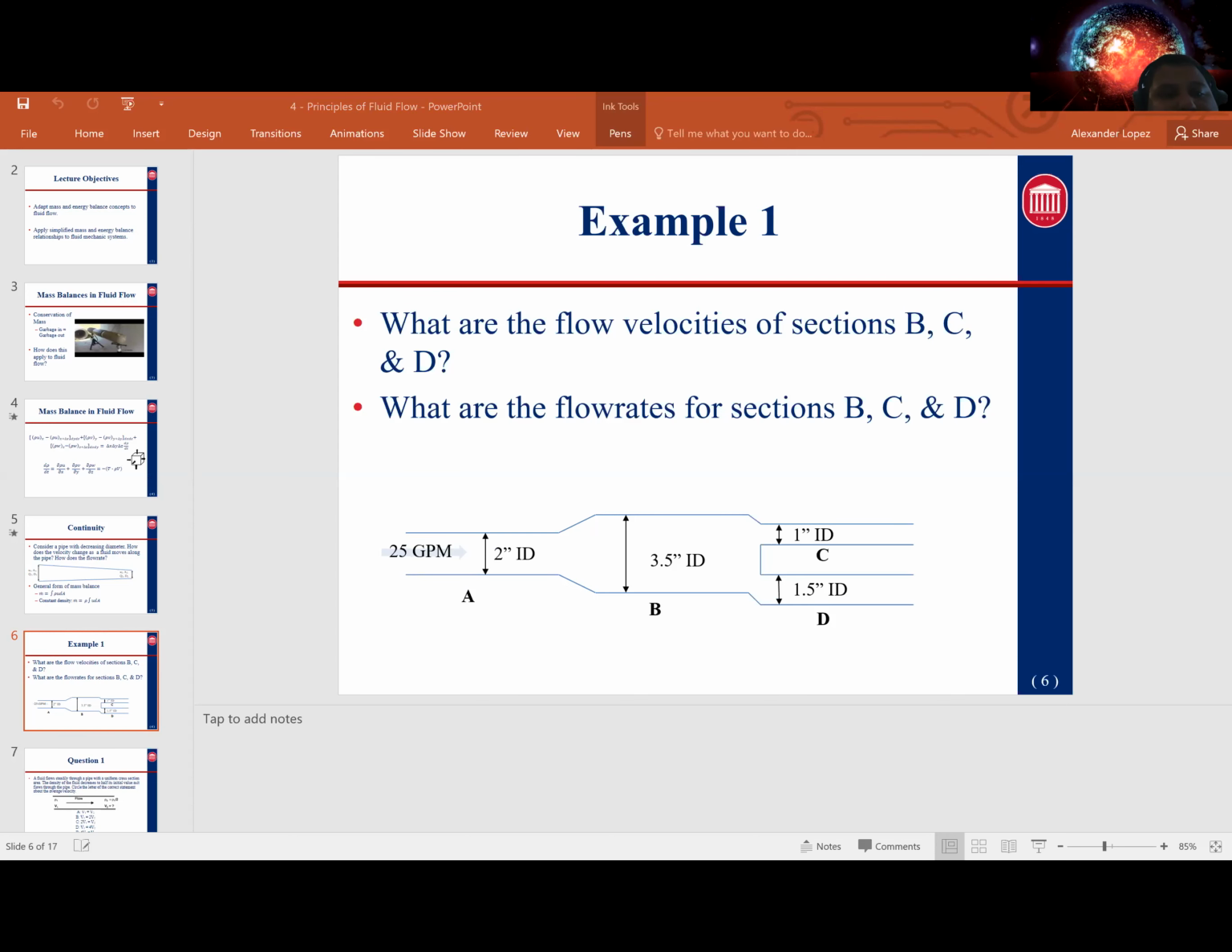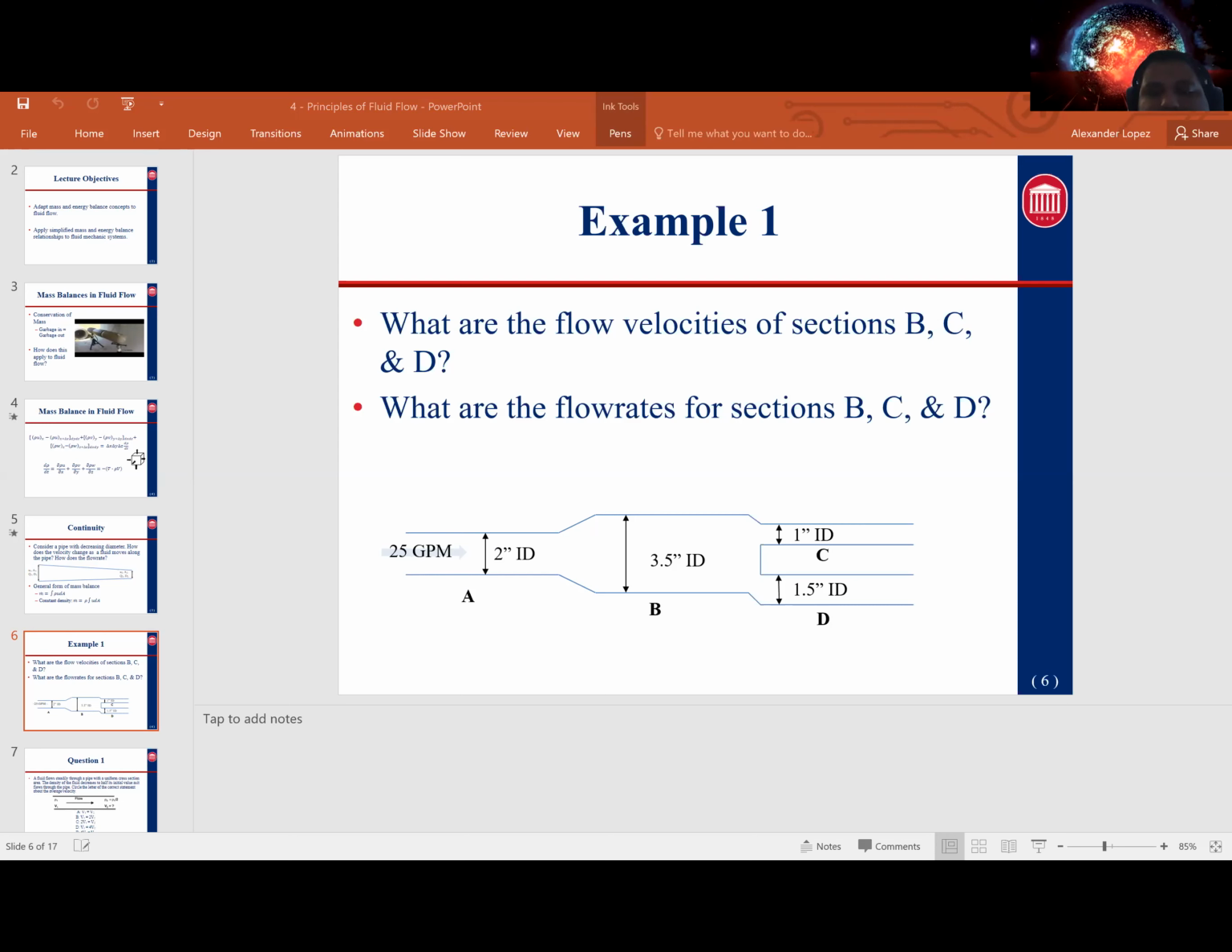So I'm going to write example 1. And I always like to draw the problems. That does definitely help. And I'm just going to draw like this, where I have my volumetric flow rate is 25 gallons per minute. My inner diameter in A is 2 inches. The inner diameter of B is 3.5 inches. Then I have C and D. This has a diameter of 1 inch, and D has a diameter of 1.5 inches.